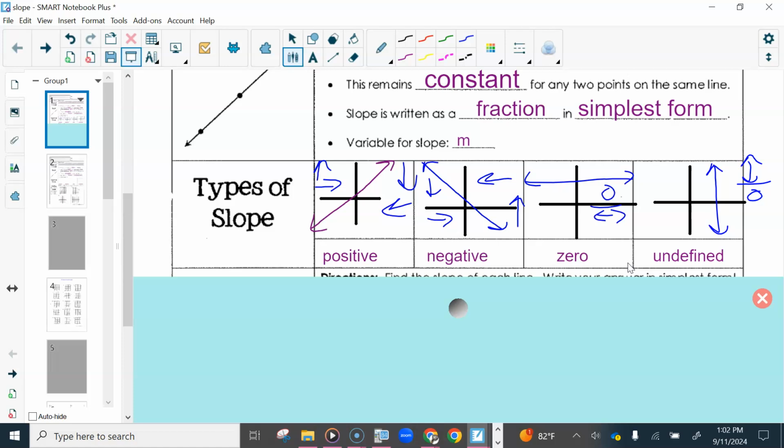Okay? Now we're going to actually calculate slope based on a graph. Does anyone still need this?